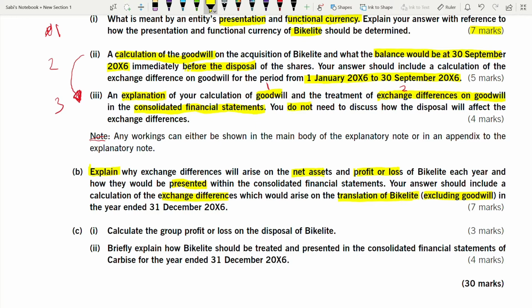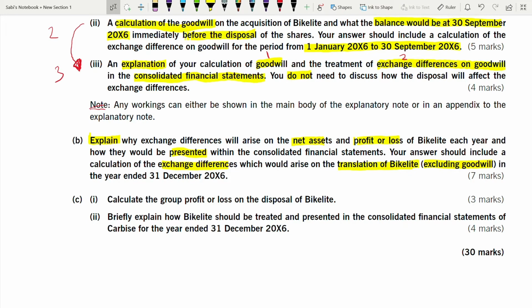Part C. Calculate the group profit or loss on the disposal. Now the disposal part comes in part C. So in your parts A and B, you are not touching the disposal part. It is very clear which part of the requirement needs which part of the case study. If you can link that, well done, you have done the massive work. 50-60% of the work is done, linking which part of the requirement is for which part of the case study.